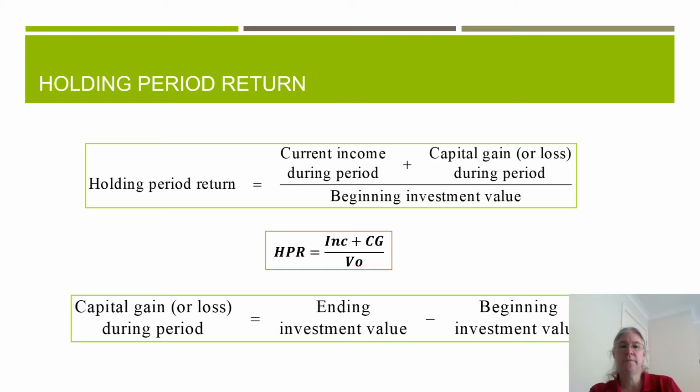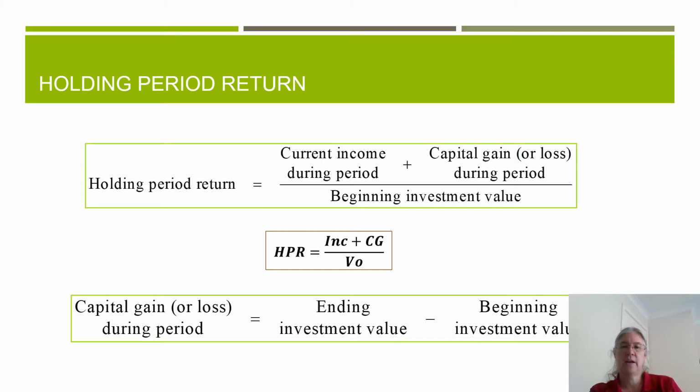So here's our formula, the holding period return. This is the return that we talked about in video 1: the income that was earned during the period plus the capital gain, or if it was a loss, you'd subtract it. We add these together and then divide by the beginning investment value. So what was this investment worth at the beginning? To summarise, on our formula sheet: HPR equals Inc plus CG over VO.